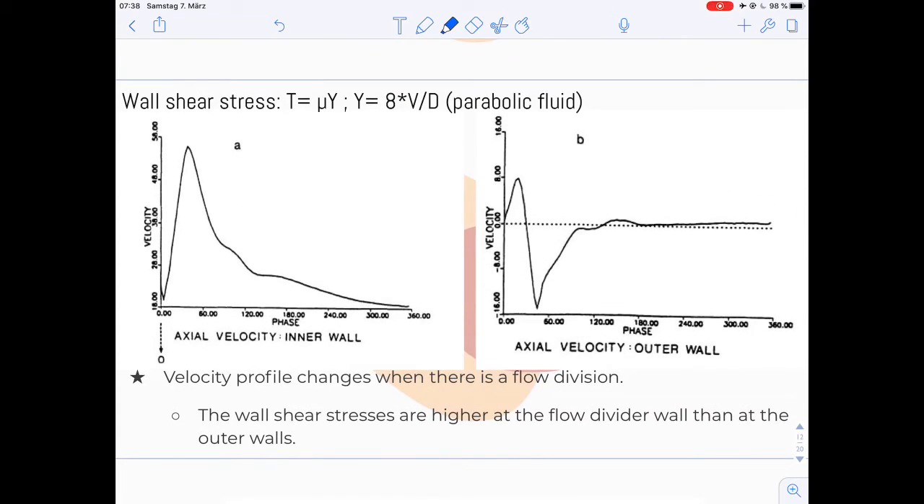In the following image, we can see that the velocity profile changes when there is a flow division. Thus, here and here. The wall shear stresses will be much higher at the flow divider wall than at the outer walls.